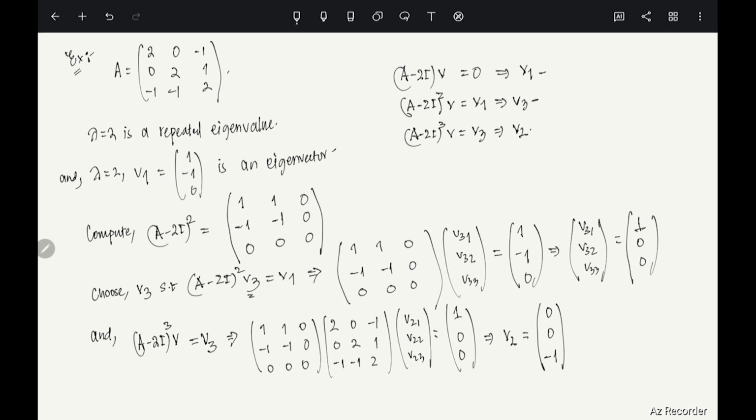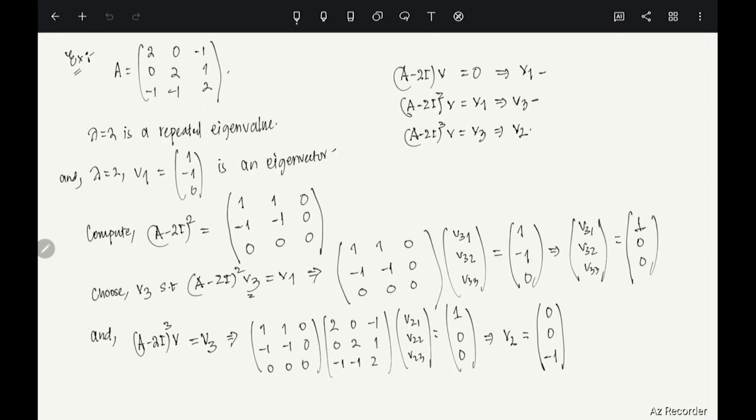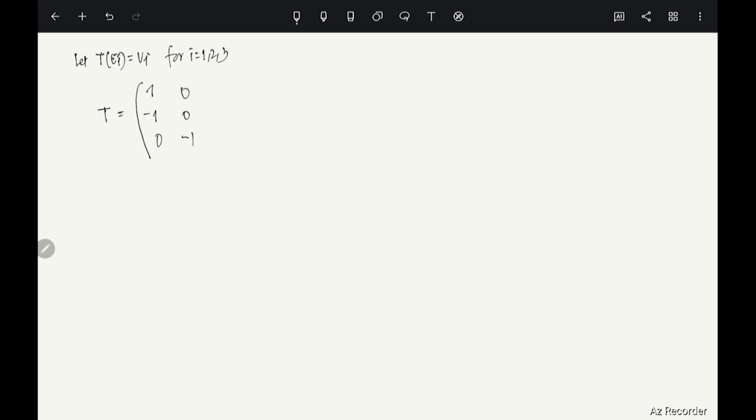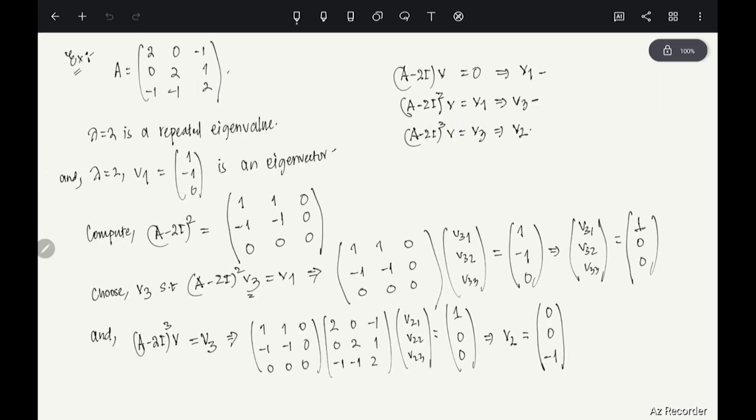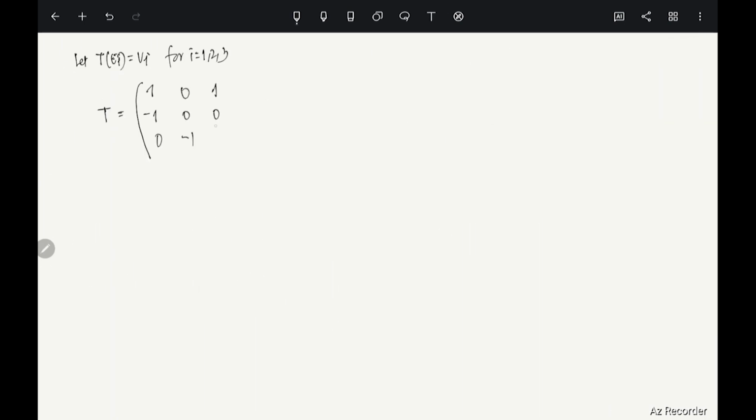Now we need to write down the diagonal element. How are we supposed to write it down? We let T of e1 be v1, and T of ei be vi for i equals 1 to 3. So what is T? T is nothing but 1 minus 1 0. If you remember, T is essentially this matrix: T acting at e1, T acting at e2, T acting at e3. T acting at e1 is 1 minus 1 0, e2 is 0 0 minus 1, and T acting at e3 is 1 0 0.